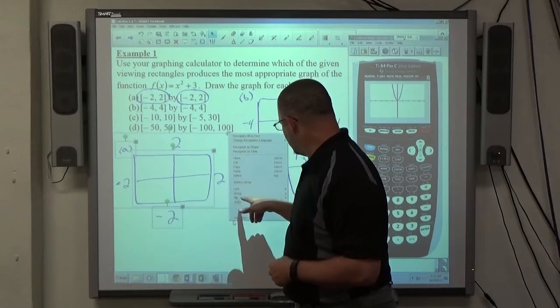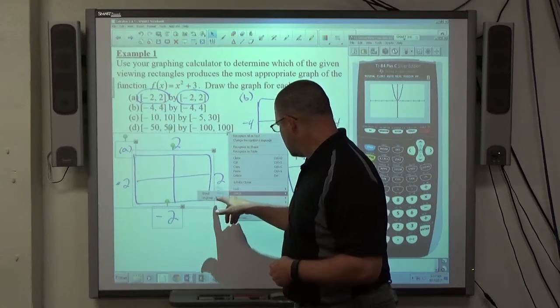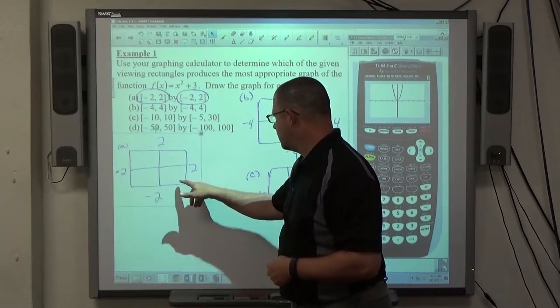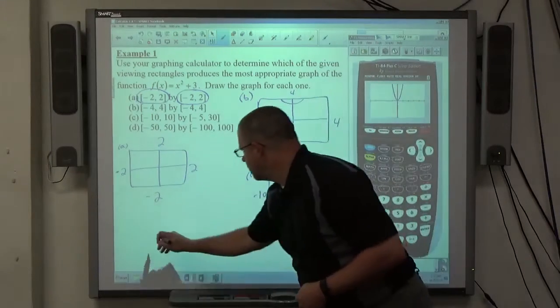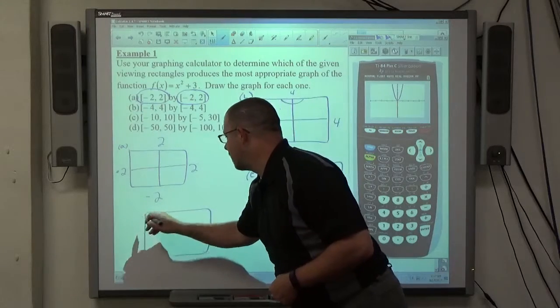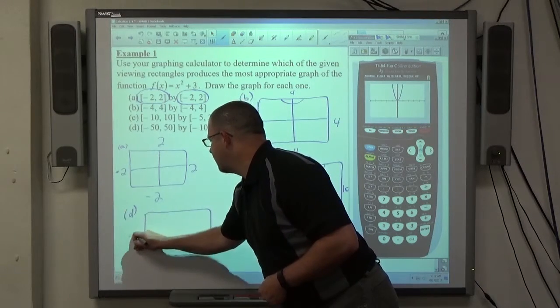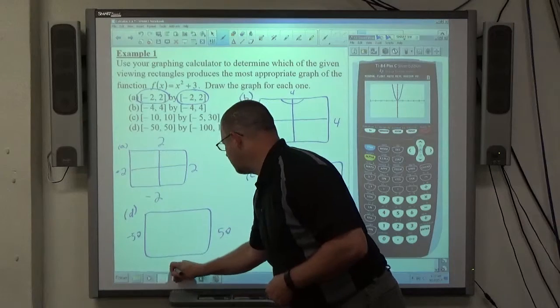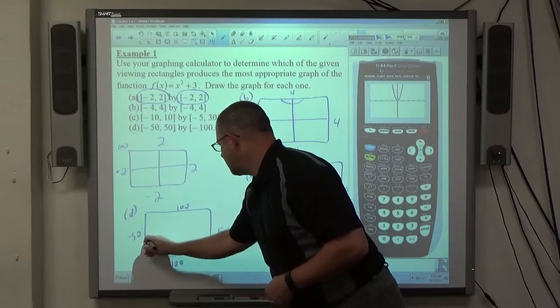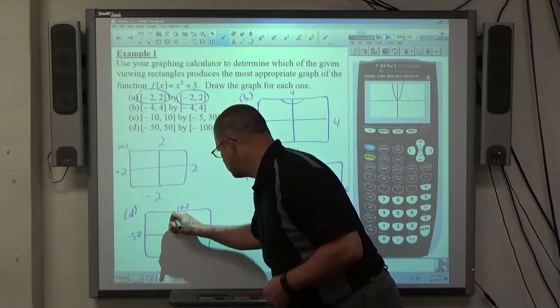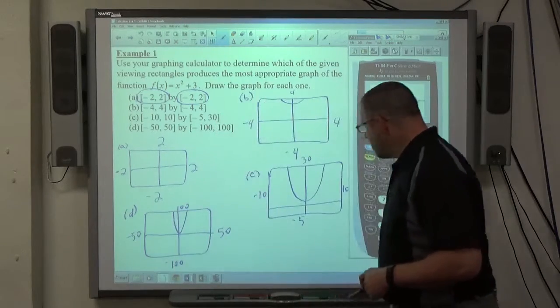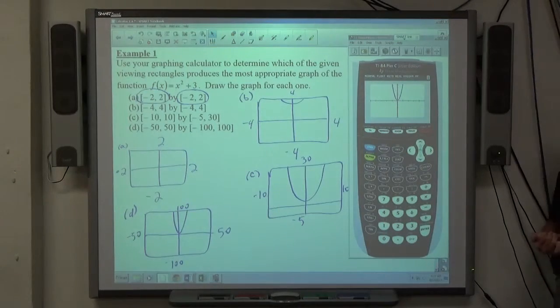So if I had to narrow it down to 2 good graphs here, which 2 are the best? C and D would be the best 2 of the 4 we did, right? Went negative 50 to 50 and negative 100 to 100. Between C and D, which one's better? D. Okay, I got a vote for D, a vote for C, and someone backtracking saying C instead of D. Why is C better than D?